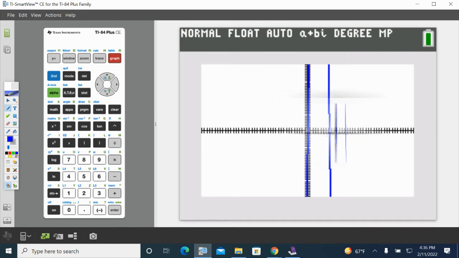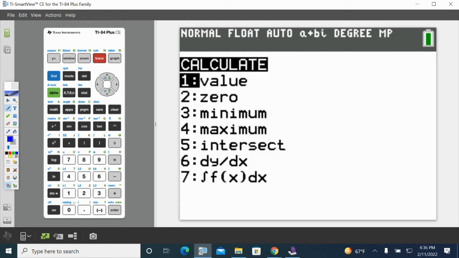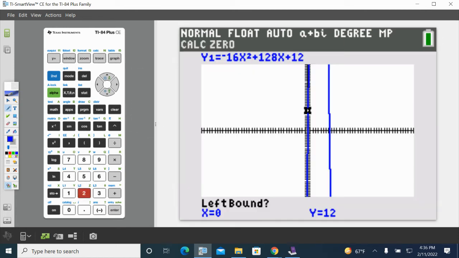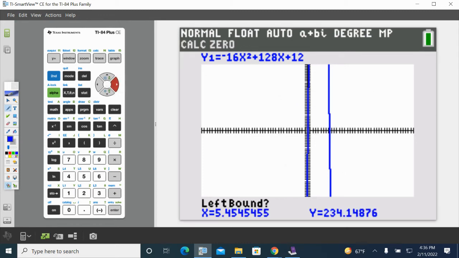So I'm interested in when it comes back down to the ground. So that point right there, which is a 0. Second trace is that same menu that I keep going back to, and we're looking for number 2, which is a 0. And here's the hard part. I need my cursor to be on the left side of that 0. So I'm going to try to get my cursor as close to that point as possible. And I can't.